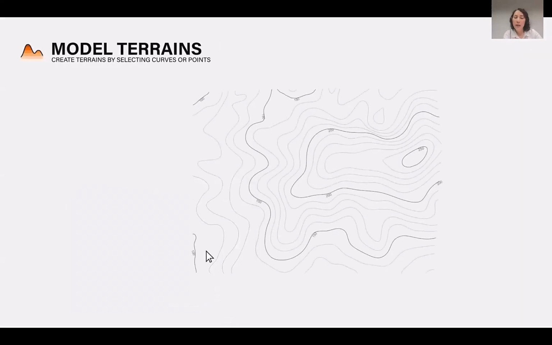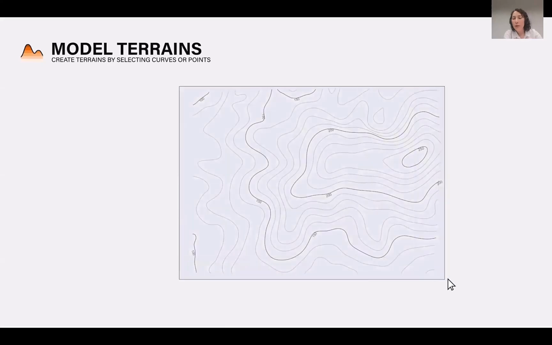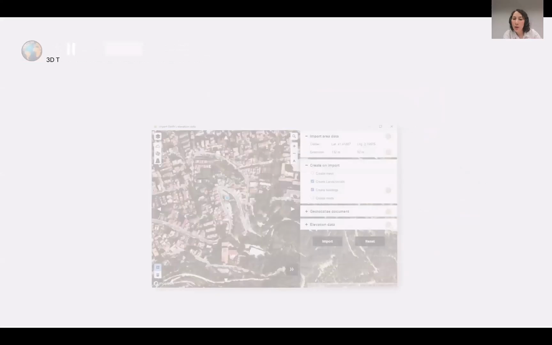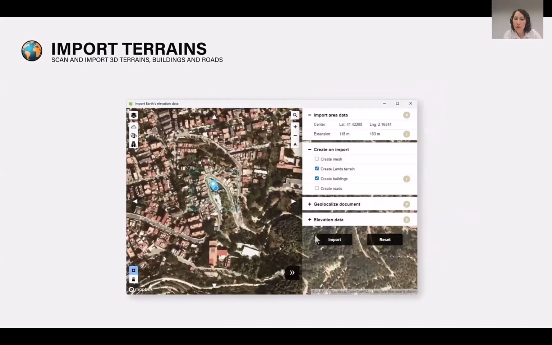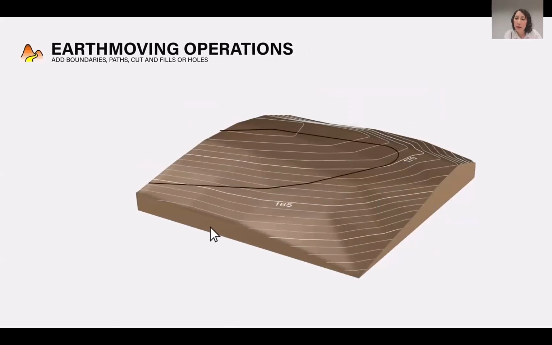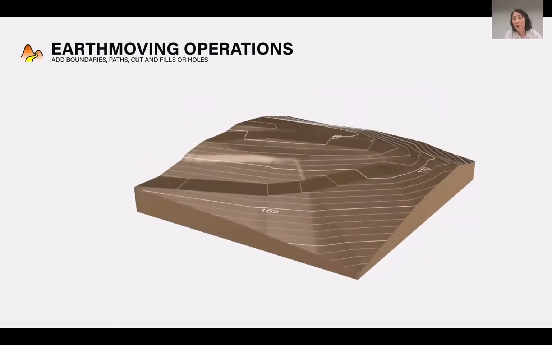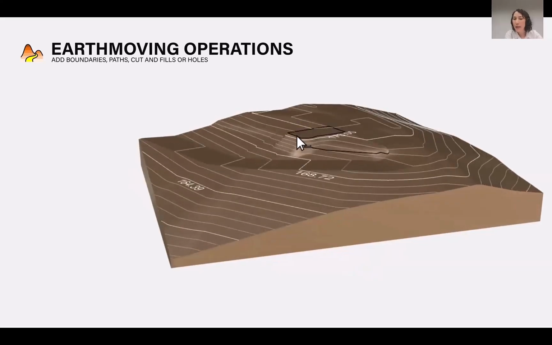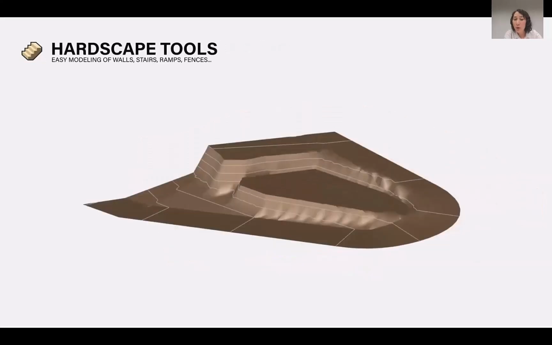For terrain operation, we have this tool that helps us generate any kind of topographic contours to a 3D terrain. Or we can look for the location on the map and the program automatically generates a 3D terrain. Once the terrain is generated, there are tools for creating cut and fills, creating paths, and this kind of earth moving operation. The program calculates the volume of all of these earth moving operations one by one.